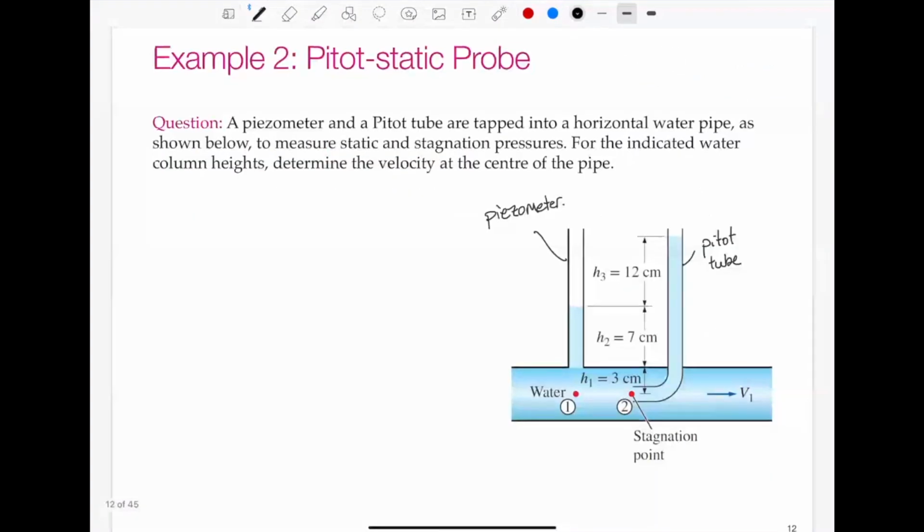So let's look at a second example. In this question, we have a piezometer and a pitot tube tapped into a horizontal water pipe as shown to measure the static and stagnation pressures. For the indicated water column heights shown in the diagram, determine the velocity at the center of the pipe.